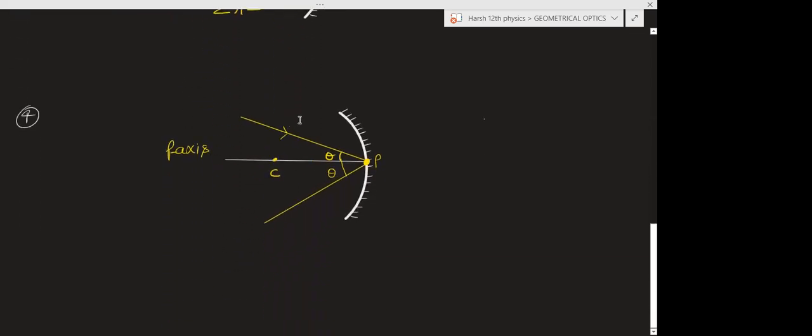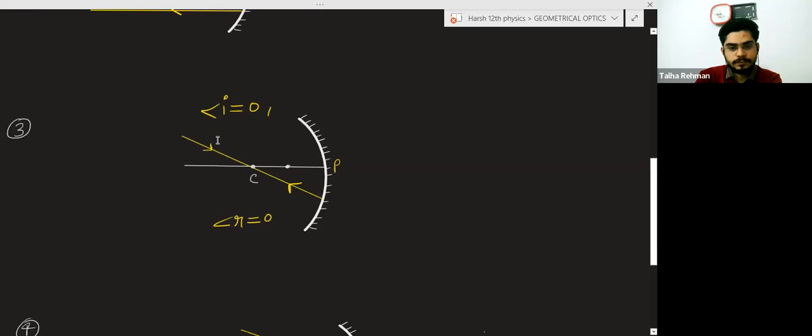So the third one: a ray of light passing through the center of curvature, after reflection, will retrace its path.